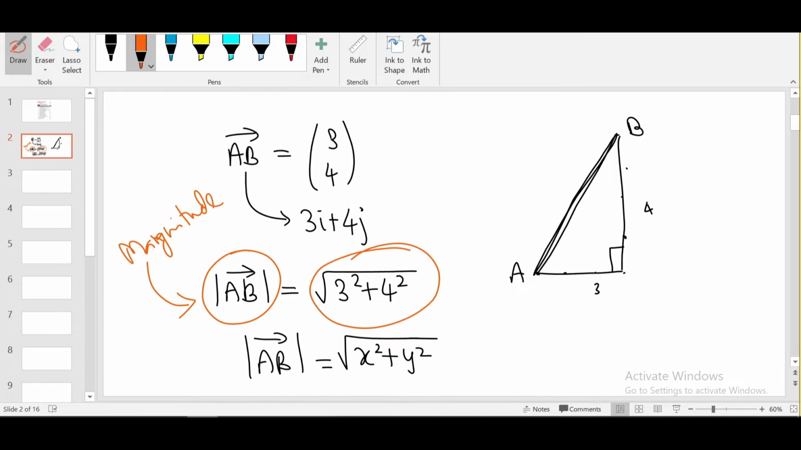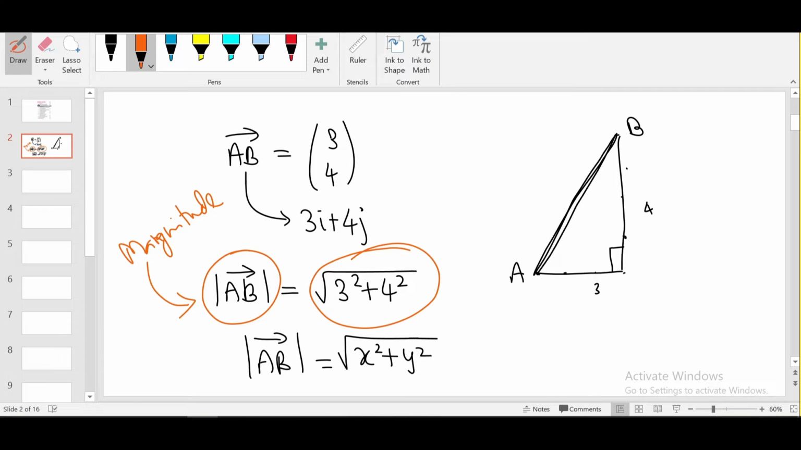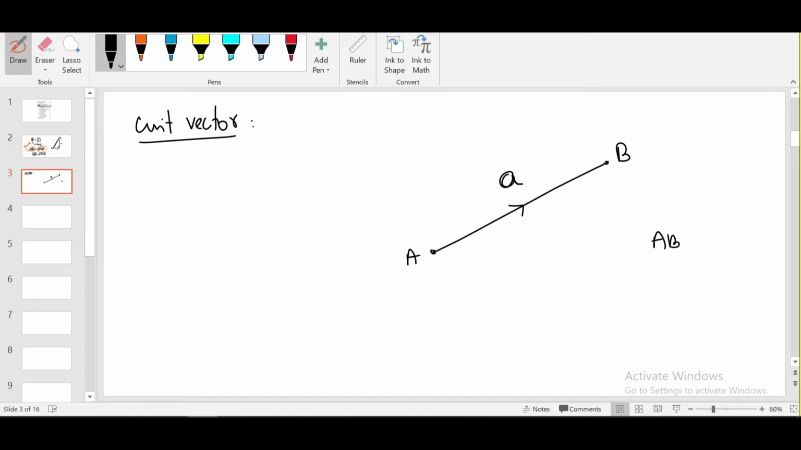Yep, copy that. And then the next thing is unit vector. Okay, just write the title unit vector. Okay, let's say you have a vector now, I'm going to call it A. Let's say AB vector. If they ask you to find the unit vector, let's say the length of this vector AB is 5. Modulus AB is equal to 5.